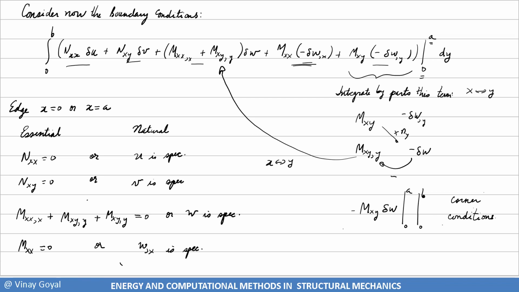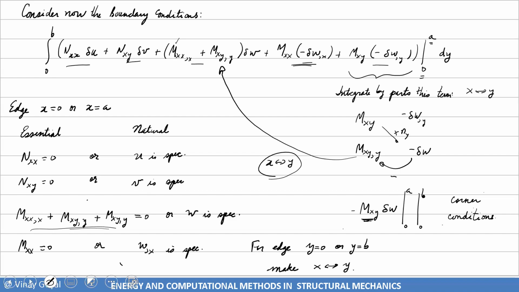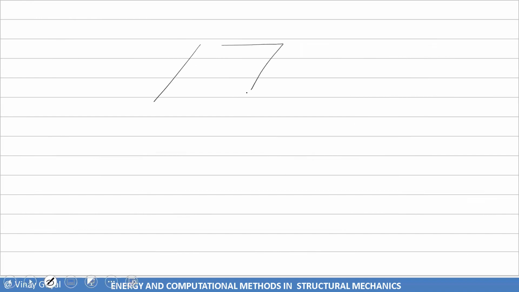And I'll explain this a little more, but I can now get the conditions for edge y equals 0 or y equals b, by switching x and y. And you can see here again an Mxy for the corner, but I haven't done the other integral from 0 to a. I didn't do it because it's just switching x and y. So in reality, you're going to get two of the Mxy's at each of the corners. And to illustrate what that looks like when you actually do it, you can get 2Mxy going that way.